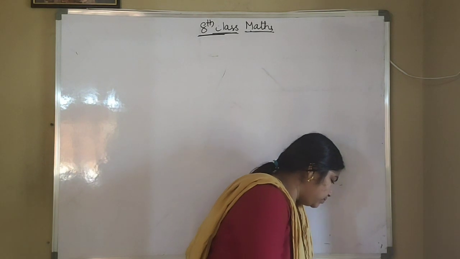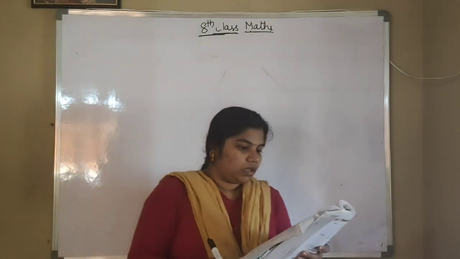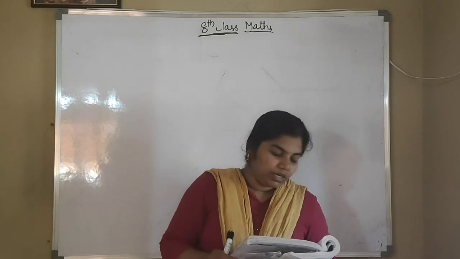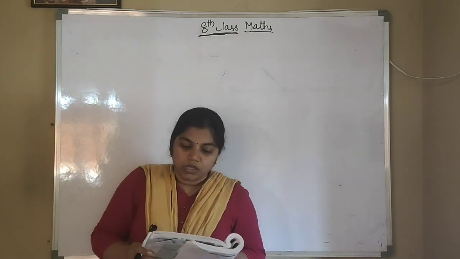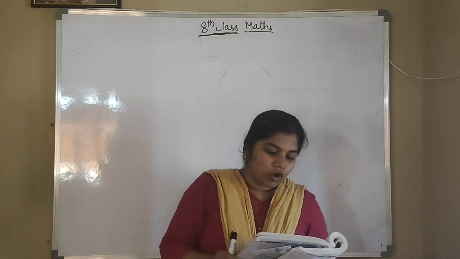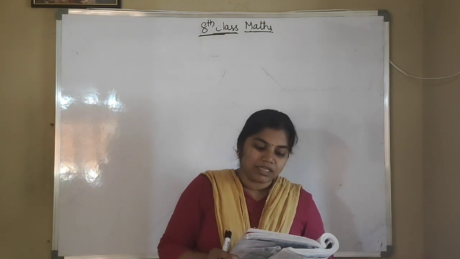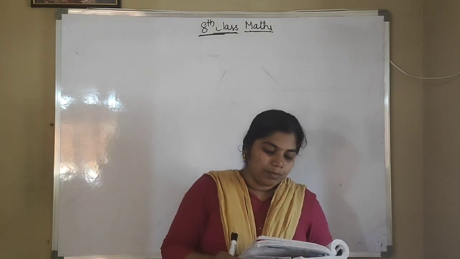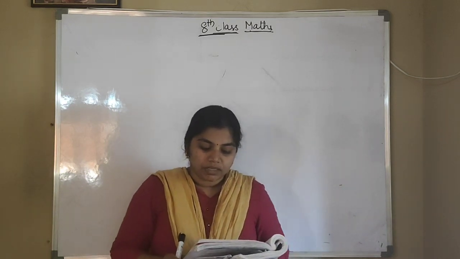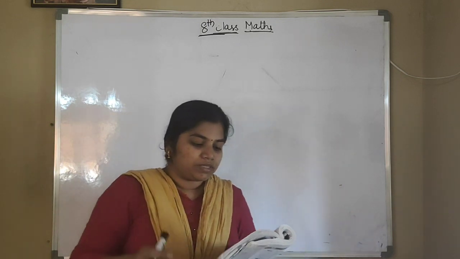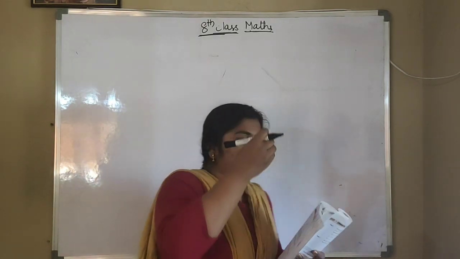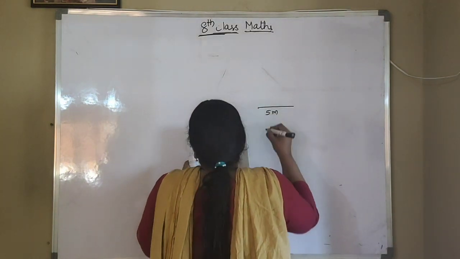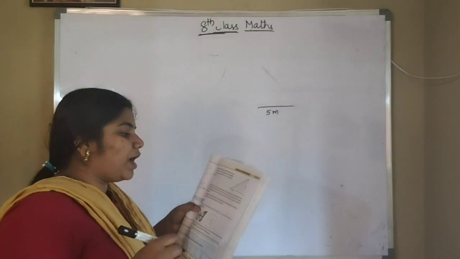Next one is: standing at 5 meters apart from a vertical pole of height 3 meters, Sudha observed a building at the back of the pillar. The tip of the pillar is in line with the top of the building. If the distance between the pillar and the building is 10 meters, estimate the height of the building. So from here it is 5 meters, and the vertical pole is of height 3 meters.